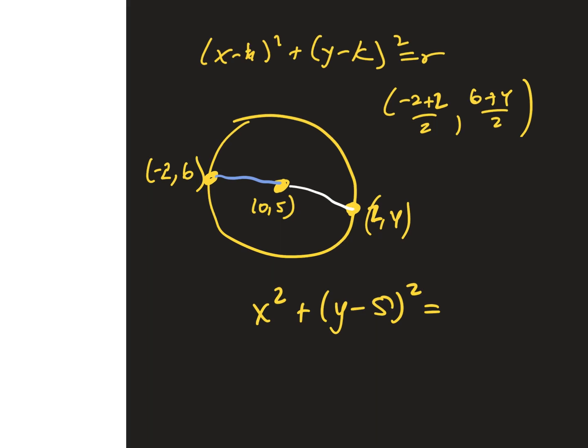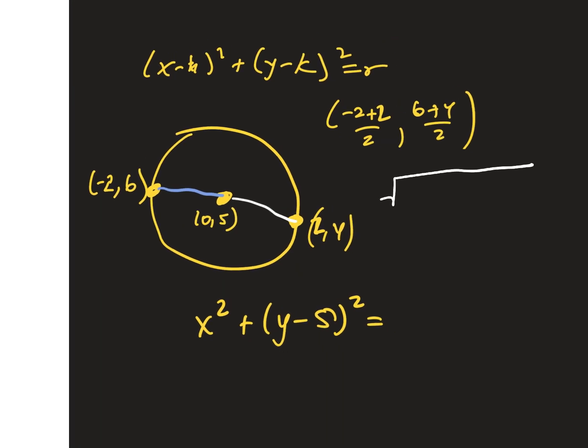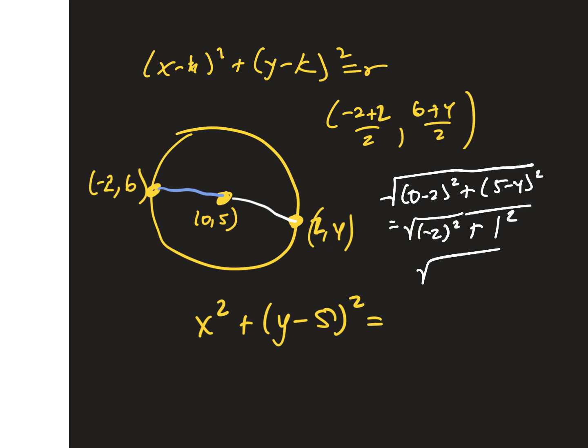All right, so if we're going to find the distance here, you have 0 minus 2 squared plus 5 minus 4 squared. So I have negative 2 squared plus 1 squared. What's negative 2 squared? 4 plus 1 is?